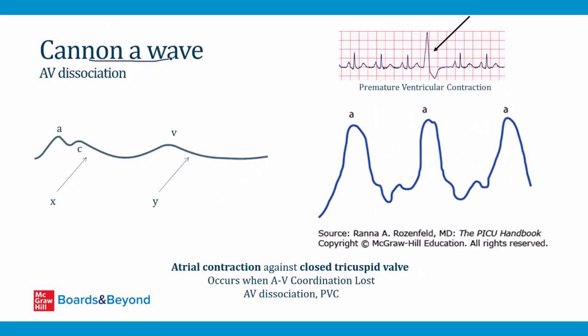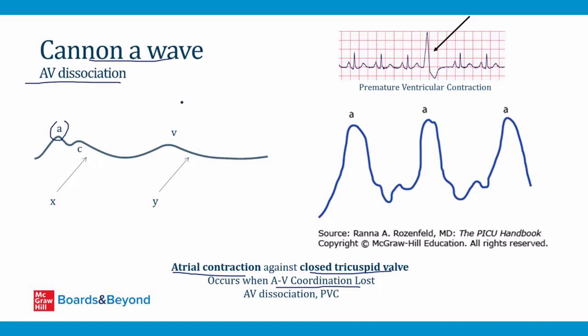The Cannon A wave is a finding you get when there's AV dissociation. This occurs when the atria contracts. Remember, that's what normally causes the A wave. But when it does this, the tricuspid valve is closed, and that only happens if the atrial and the ventricular contraction are out of sync for some reason. Anytime AV coordination is lost, that's when you can get a Cannon A wave.